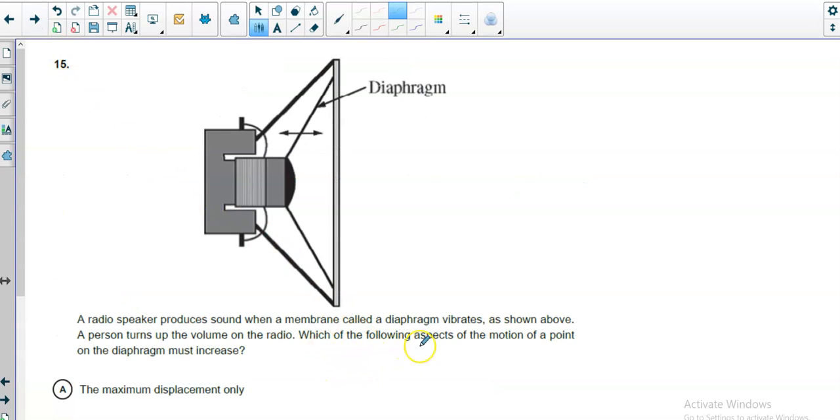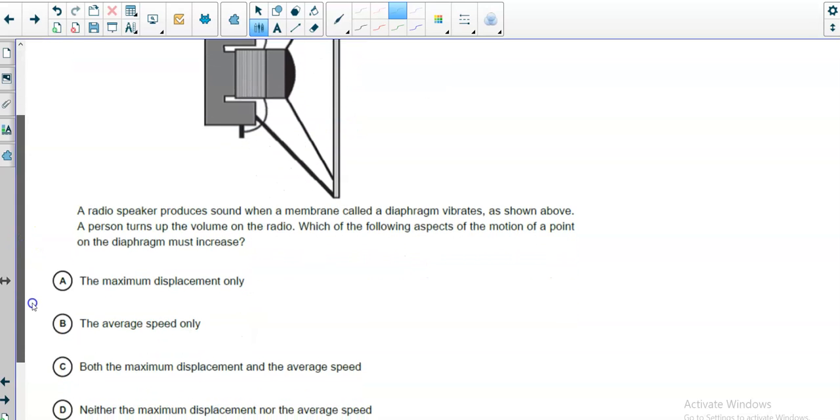A radio speaker produces a sound when a membrane called a diaphragm vibrates as shown above. A person turns up the volume on the radio. Which of the following aspects of the motion of a point of the diaphragm must increase? So when this thing moves back and forth, that's what produces the sound. When you turn up the volume, that makes the amplitude larger. So instead of vibrating back and forth this far, it might vibrate farther. Okay, maybe that's a bit of an exaggeration, but you get the idea. So the maximum displacement will definitely increase.